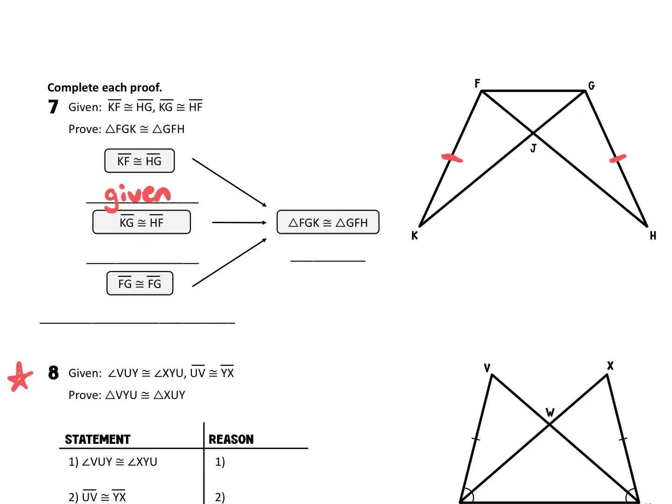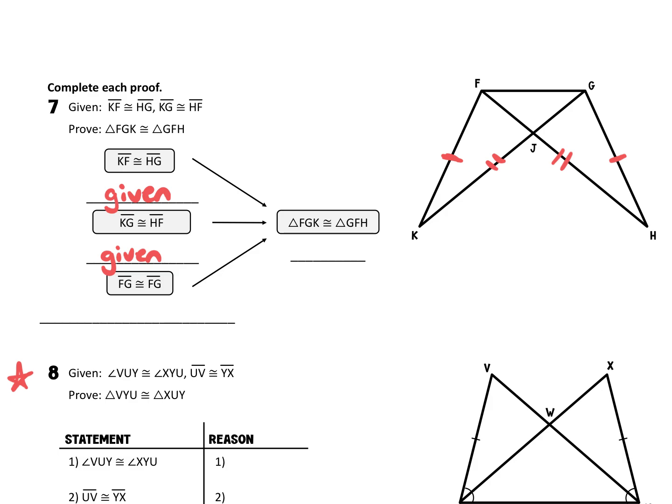Okay, the next part that they gave us is KG is congruent to HF. So I'm going to mark that in my picture there. What was the reasoning we could assume that? It was given to us. So again, given. Was there any other information given to us? No, those are the only two things that were given. So we're done with our given statements.